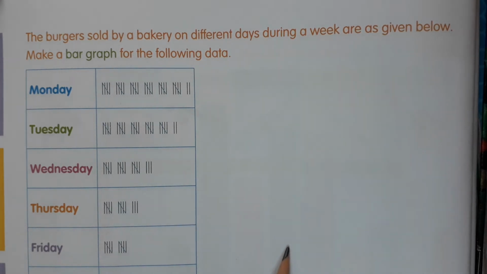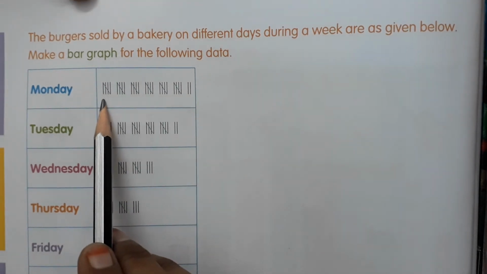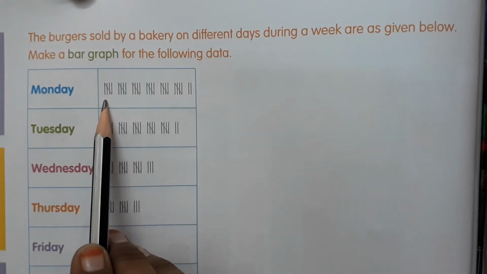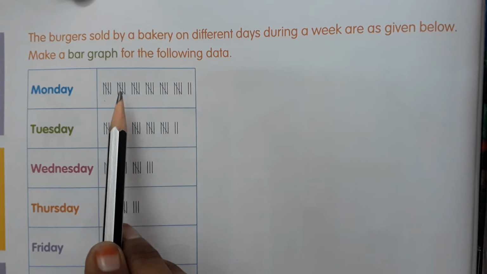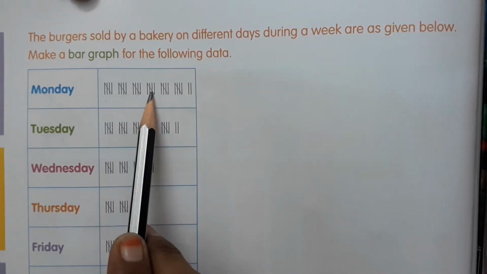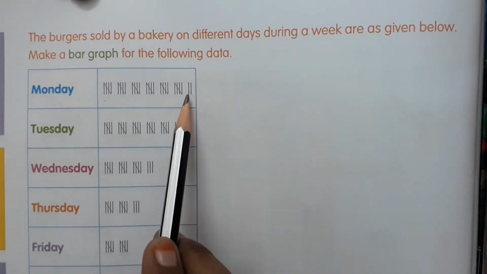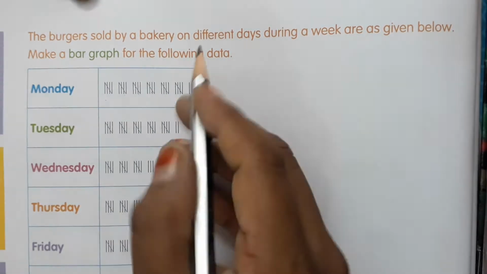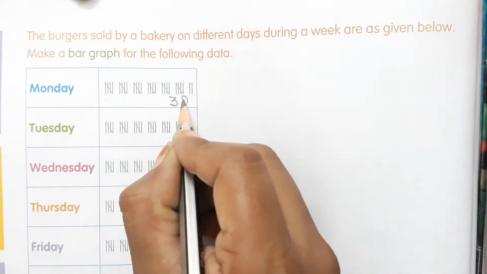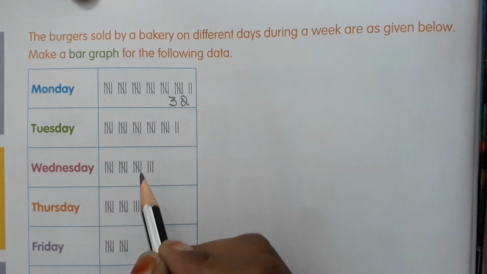Okay, let us count the tally marks. Monday. So look here, each bundle represents 5. So 5 plus 5, 10. 10 plus 5, 15. 15 plus 5, 20. 20 plus 5, 25. 25 plus 5, 30. How many are remaining there? 2. So total 32. So in the next one, 1, 2, 3, 4, 5 5s are there.